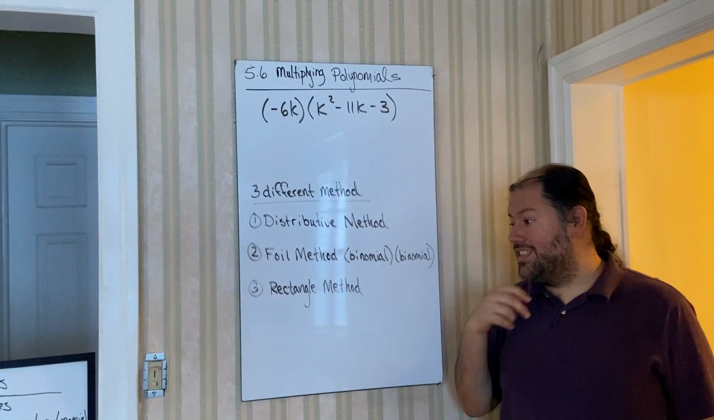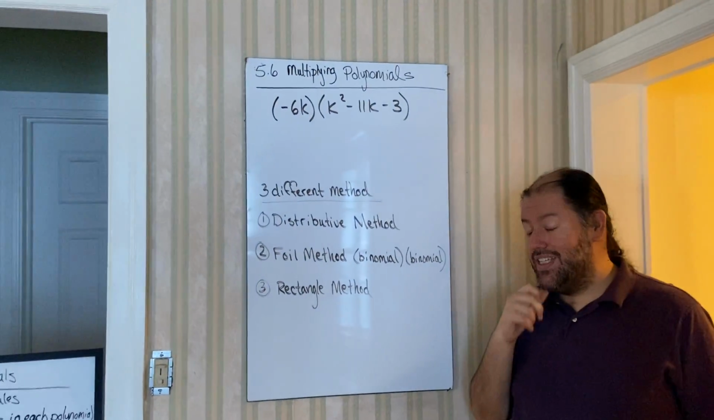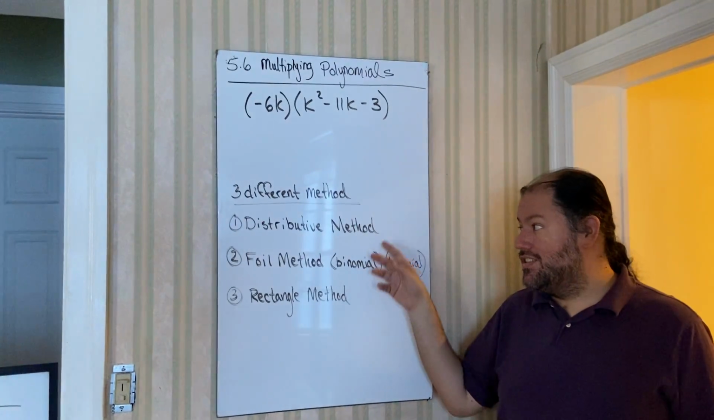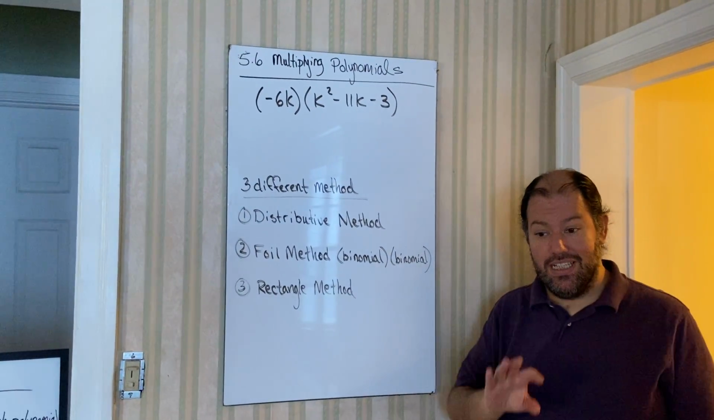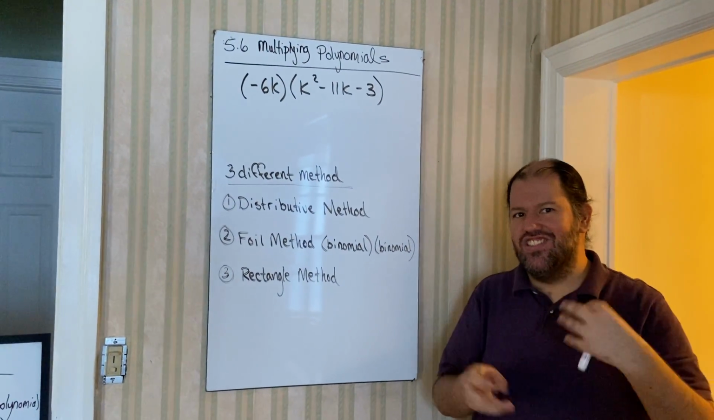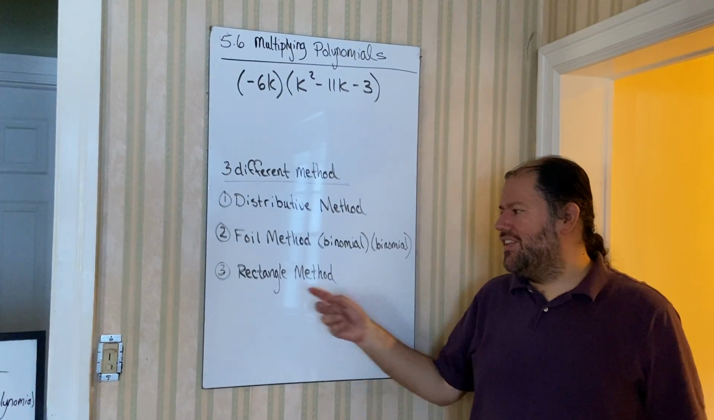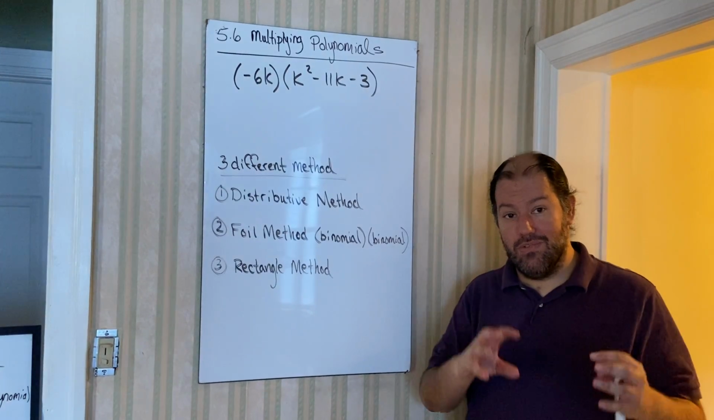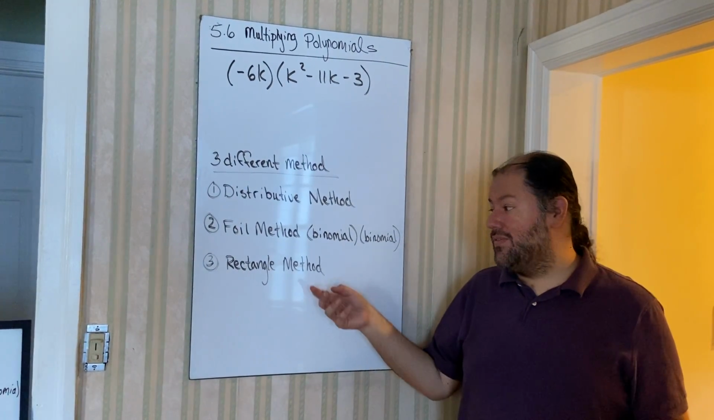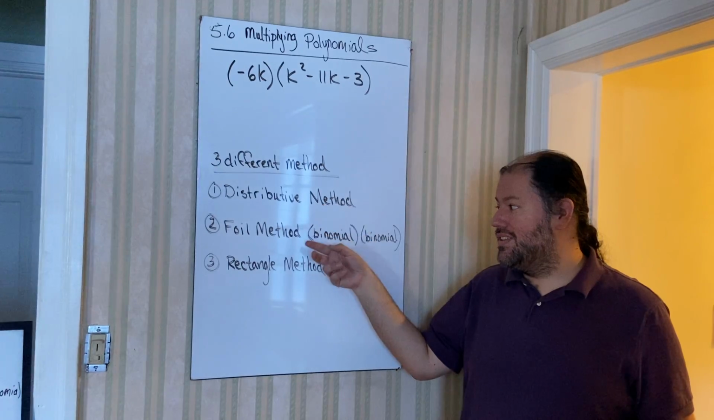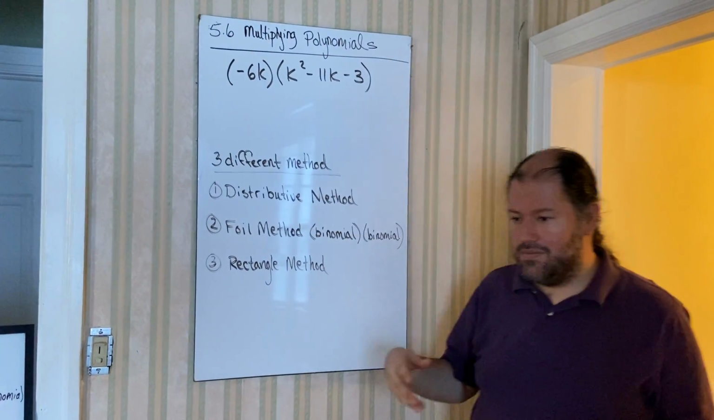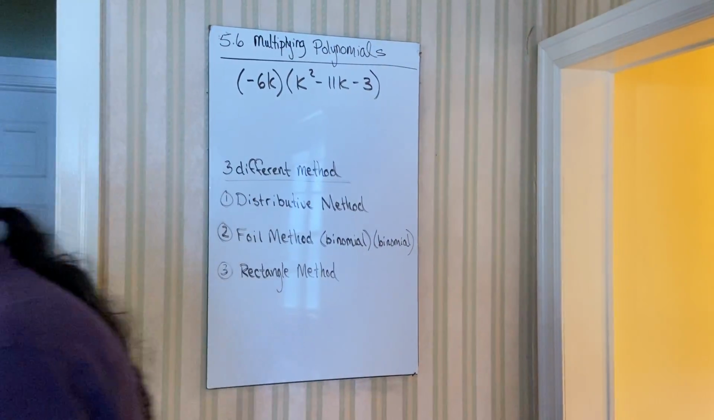The third type is the rectangular method. This one I actually prefer out of all of them. Distributing is not bad, but it's not as organized. It's a little chaotic, so you might lose a piece. While the rectangle method is more organized. So that's why I like this method compared to these other methods. Okay. So let's talk about the distributive method, just in case you're that person who likes it.